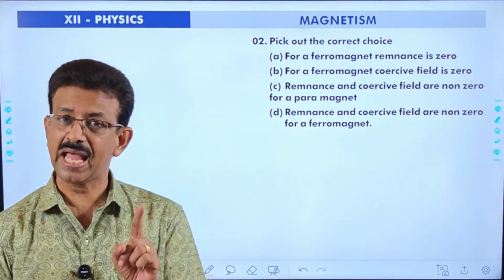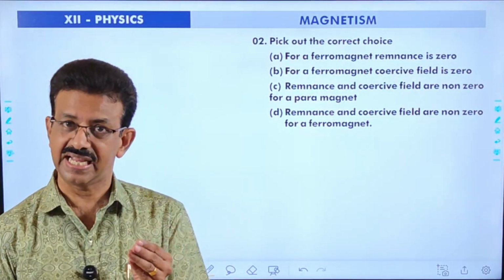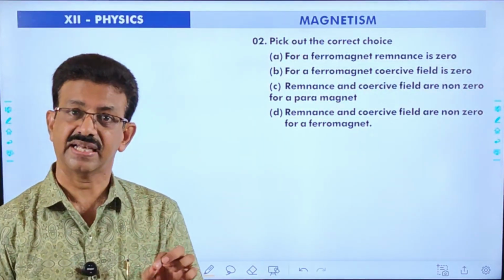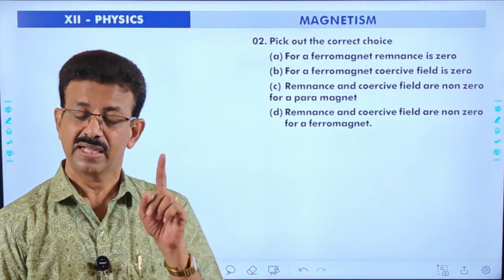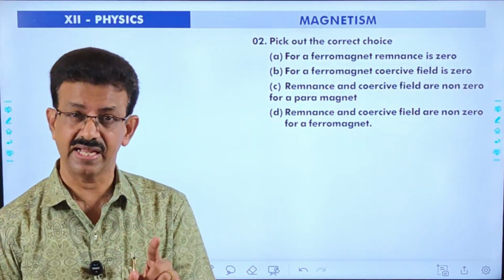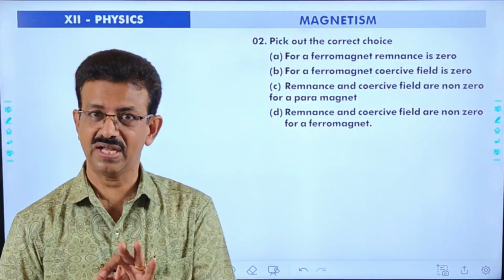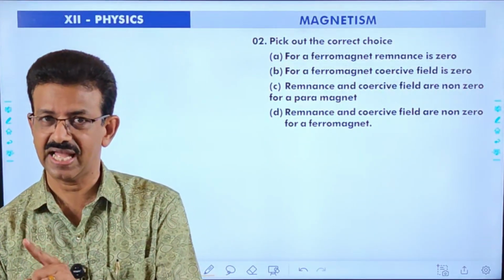Then, if a paramagnet is heated, its magnetization will be reduced. Once again, I'll repeat. If a diamagnetic material is kept in a uniform field, it aligns parallel to the field direction.